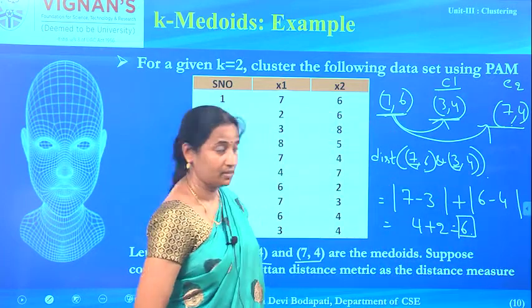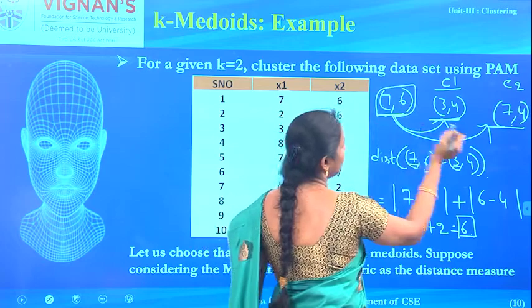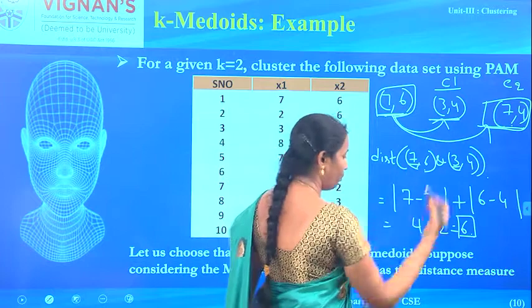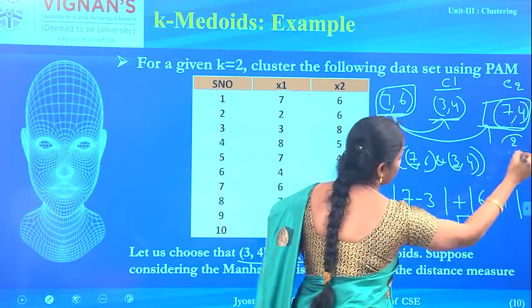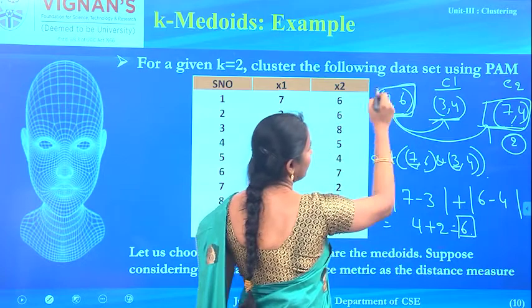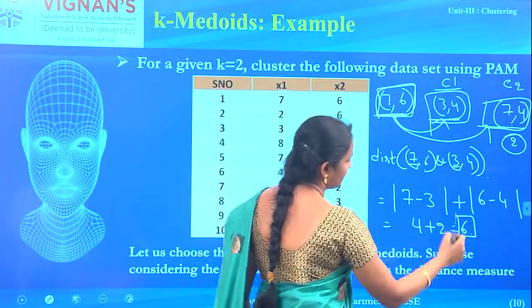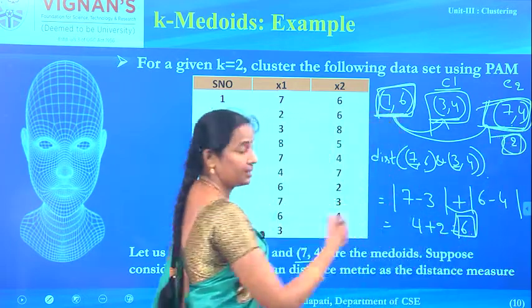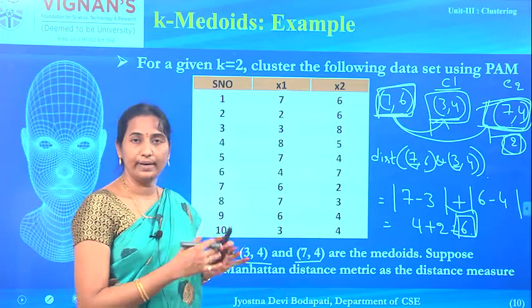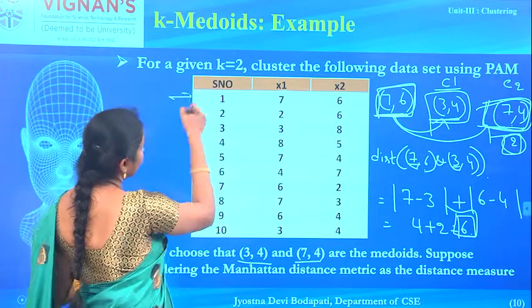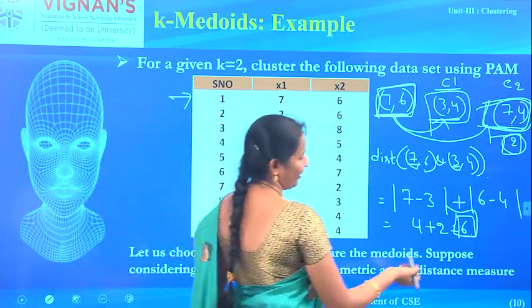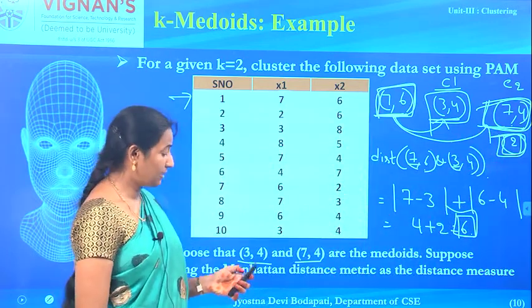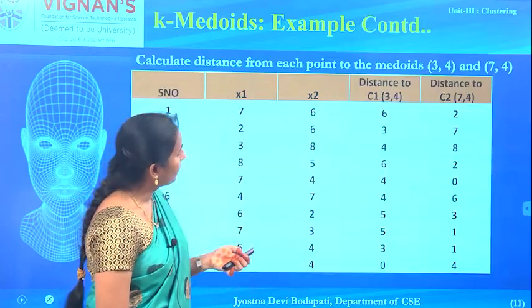The Manhattan distance. Similarly, you need to find the distance between 7, 6 and 7, 4 also. If you find the distance between 7, 6 and 7, 4, the distance value is 2. So the distance from 7, 6 to the first medoid is 6, and the distance from 7, 6 to 7, 4 is 2. So these two are the distances I got. And to which medoid do I need to assign the first data sample? It is to the second medoid, because the distance to the second medoid is less, so we assign it to the second medoid.